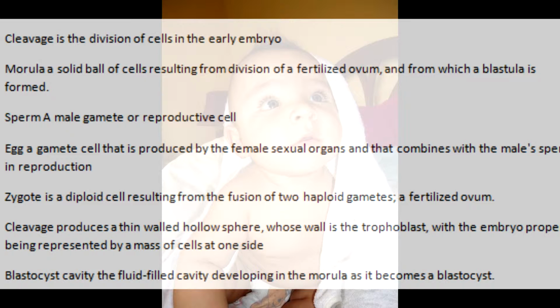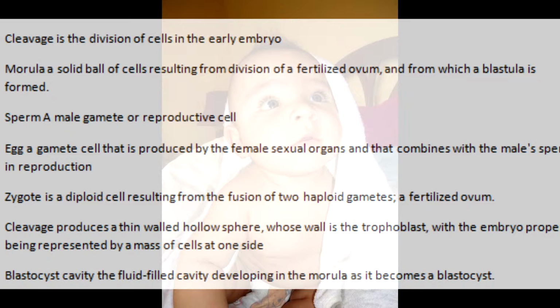Sperm, a male gamete or reproductive cell. Egg is a gamete cell that is produced by the female's sexual organs and that combines with the male sperm in reproduction. Zygote is a diploid cell resulting from the fusion of two haploid gametes, a fertilized ovum.